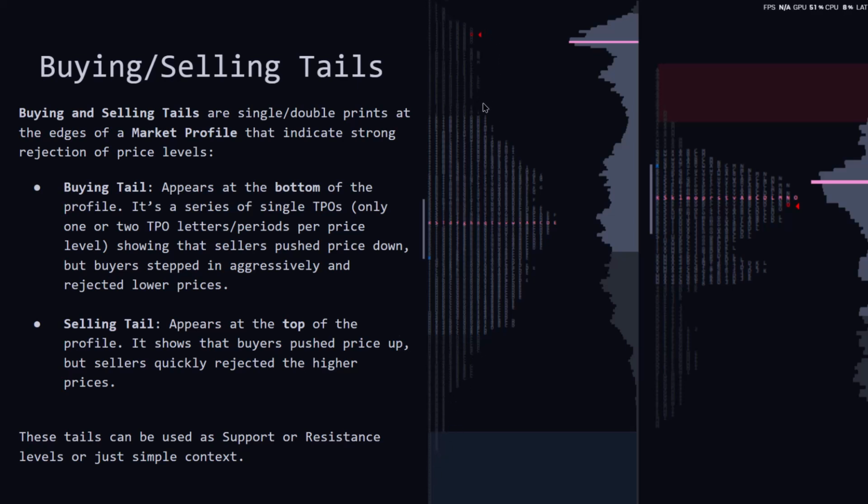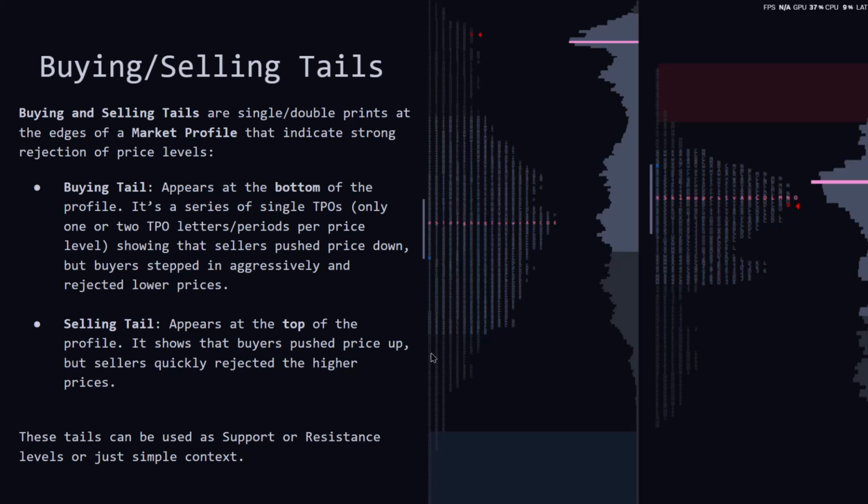Here we've spent a good amount of time there and didn't really end up rejecting, but at this high you can see we went there and then rejected. We barely spent any time, right? And it's vice versa for the selling tails. It appears at the top of a profile. It shows the buyers pushed price up, but sellers quickly rejected the higher prices.